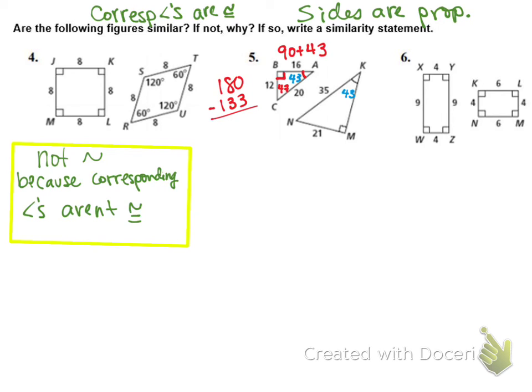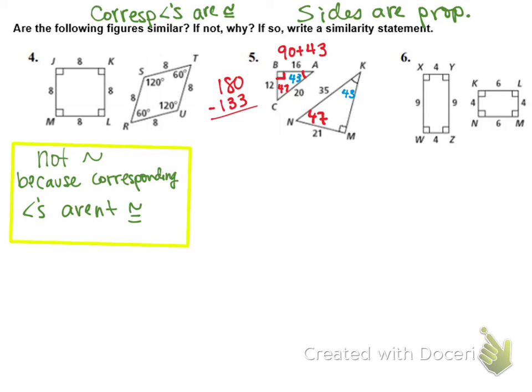Look at the other one. We got 43 and 90. What's 43 plus 90? It's still 133. 180 minus 133 is 47. So are the corresponding angles congruent? Yes. Okay, we made up these numbers, but I'm just showing you.